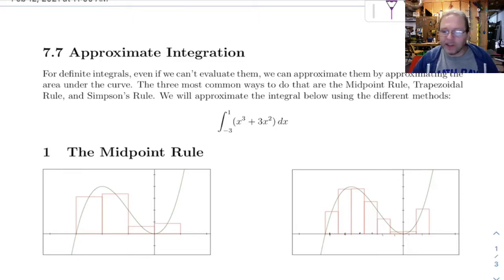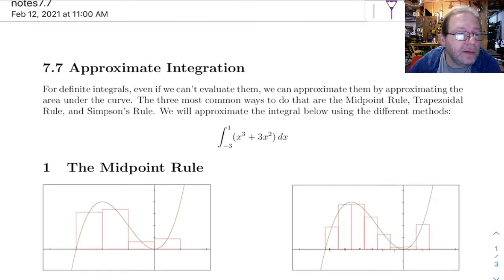Hey guys, section 7.7 is on approximate integration. For some definite integrals, even if we can't evaluate them using the fundamental theorem, we can still approximate them by approximating the area under the curve. The three most common ways of doing this are the midpoint rule, the trapezoidal rule, and Simpson's rule.